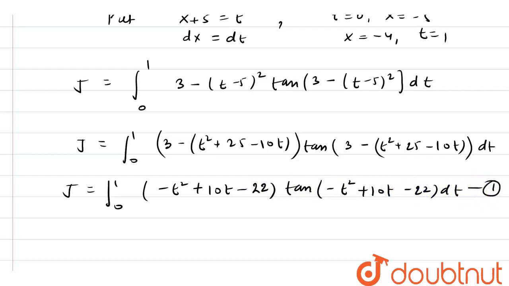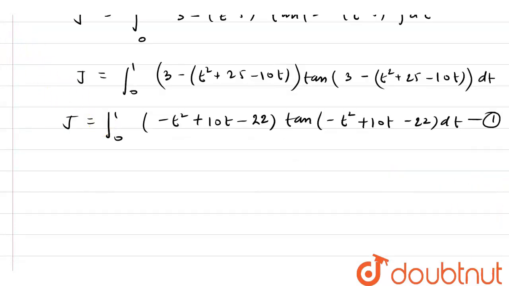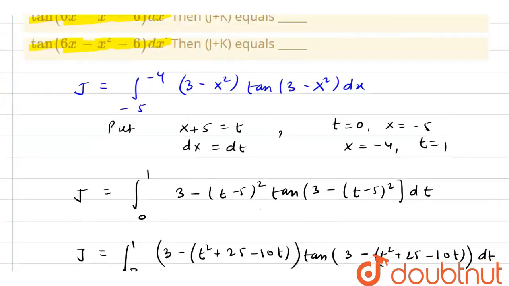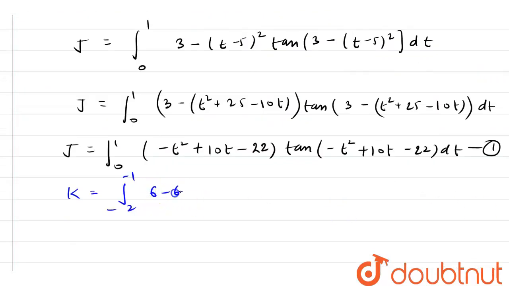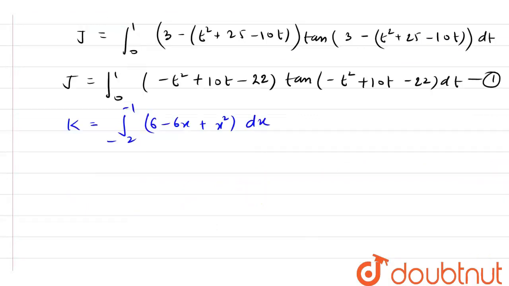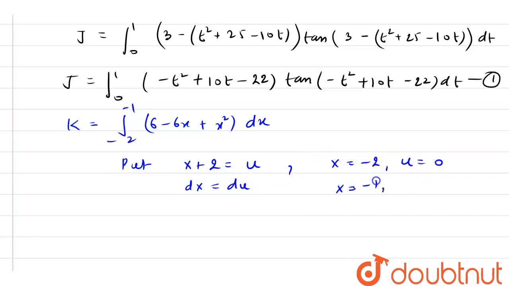Let this be equation number 1. Now if I look at our value of K, the value of K is the integral from -2 to -1 of (6 - 6x + x²) tan(6x - x² - 6) dx. Now if I put x plus 2 as u, we have dx equals du. If I change the limit, when x is -2, the value of u is 0, and when x is -1, the value of u is 1. So we have the limit of K as 0 to 1, 6 minus 6 times (u - 2) plus (u - 2) whole square.